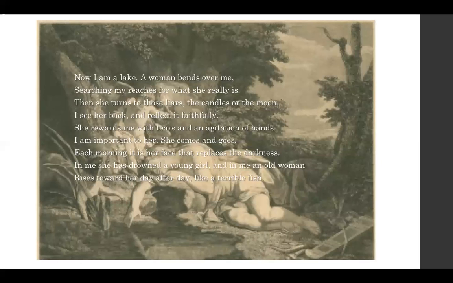Now I am a lake. A woman bends over me, searching my reaches for what she really is. Then she turns to those liars, the candles or the moon. I see her back and reflect it faithfully. She rewards me with tears and an agitation of hands. I am important to her. She comes and goes. Each morning it is her face that replaces the darkness. In me she has drowned a young girl, and in me an old woman rises toward her day after day, like a terrible fish.